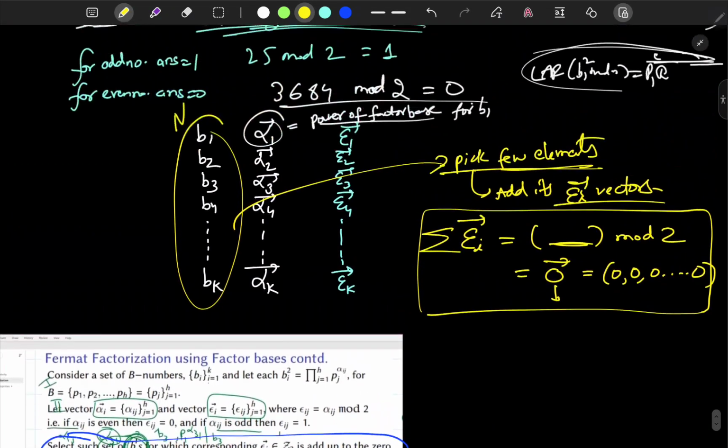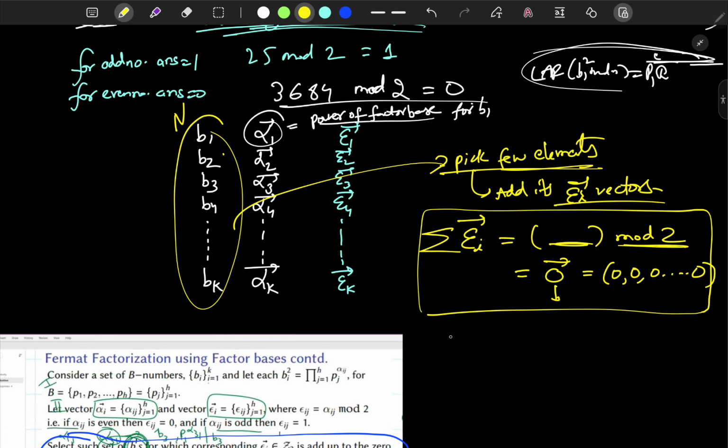From all k numbers, our interest is only in a few numbers. What is the specialty of these few numbers? The specialty is that we pick a few elements such that all the corresponding epsilon i vectors add up to 0 when mod 2 is applied.